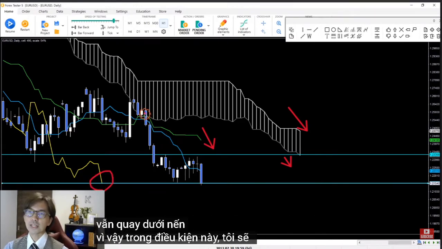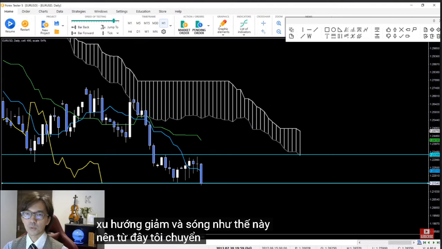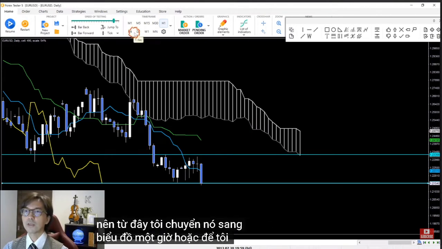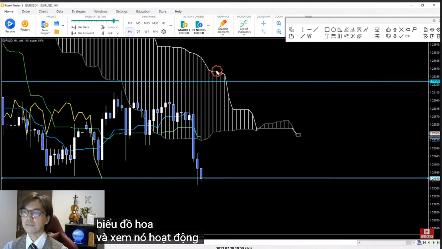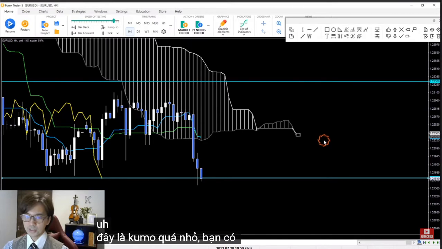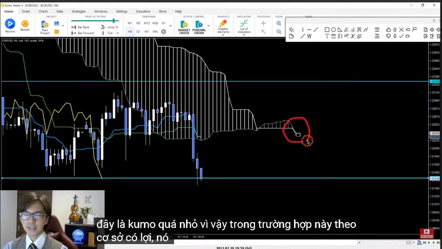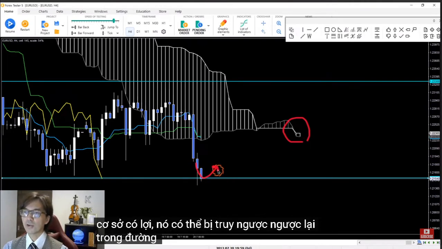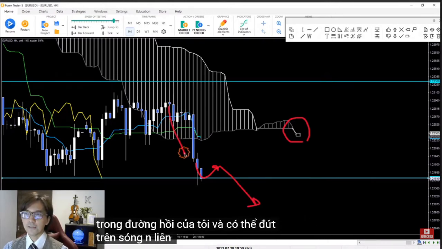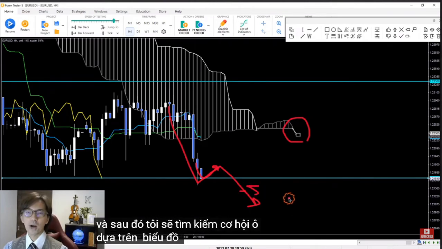So in this condition, I would expect the market goes down, bearish in waves like this. From here, I switch to the 1 hour chart, or let me go to the four hour chart and see how it behaves. In the four hour chart, the Kumo is too tiny. You can see the Kumo twists, but it is too tiny a Kumo. So in this case, on the four hour chart basis, it might retrace backwards. It might retrace and possibly break on this consecutive N wave, reverse N wave in this condition. And then I will look for the sell chance based on the 4 hour chart.